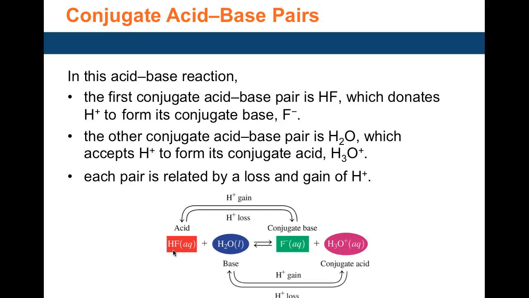You can see HF, right? That's the acid. Its conjugate base would be F minus. So the difference between the acid and its conjugate base is that the acid has one extra H plus. Similarly, you have the base, which is water, and if you look at its conjugate acid, it has one H plus more. So the acid part is always going to have an extra H plus compared to its conjugate base. So they have to be related by the loss and gain of H plus. Then they're called conjugate acid-base pairs.